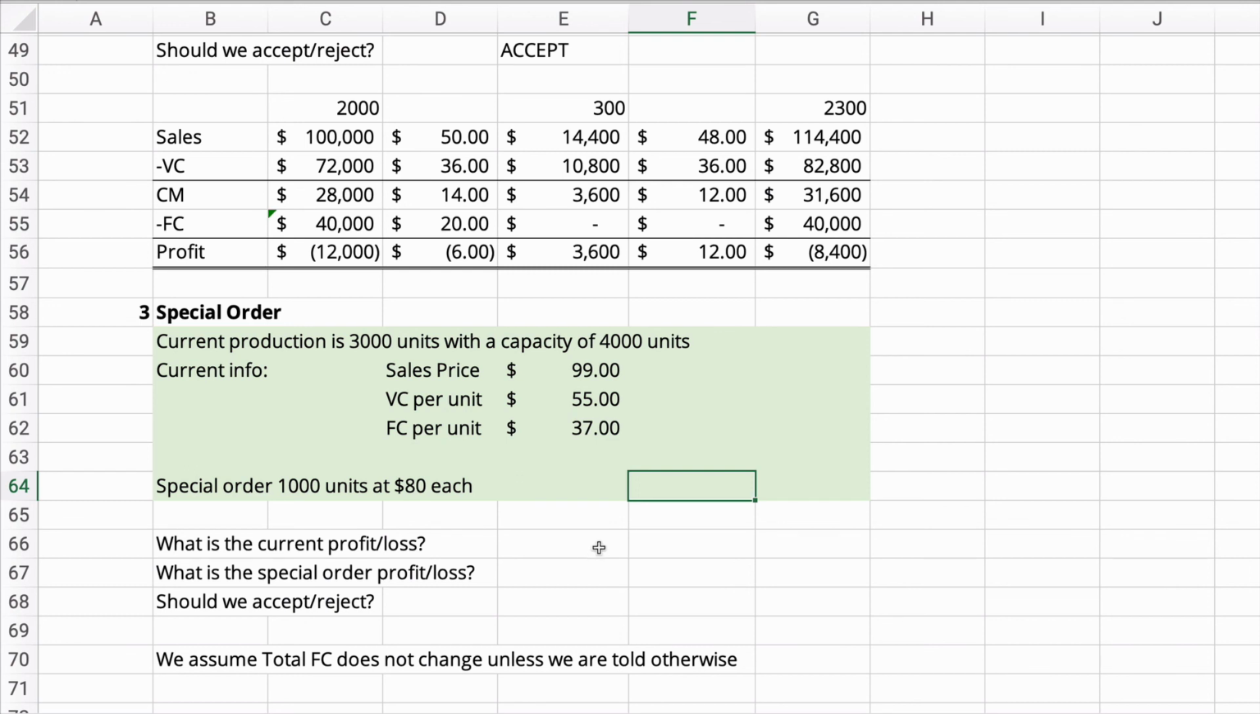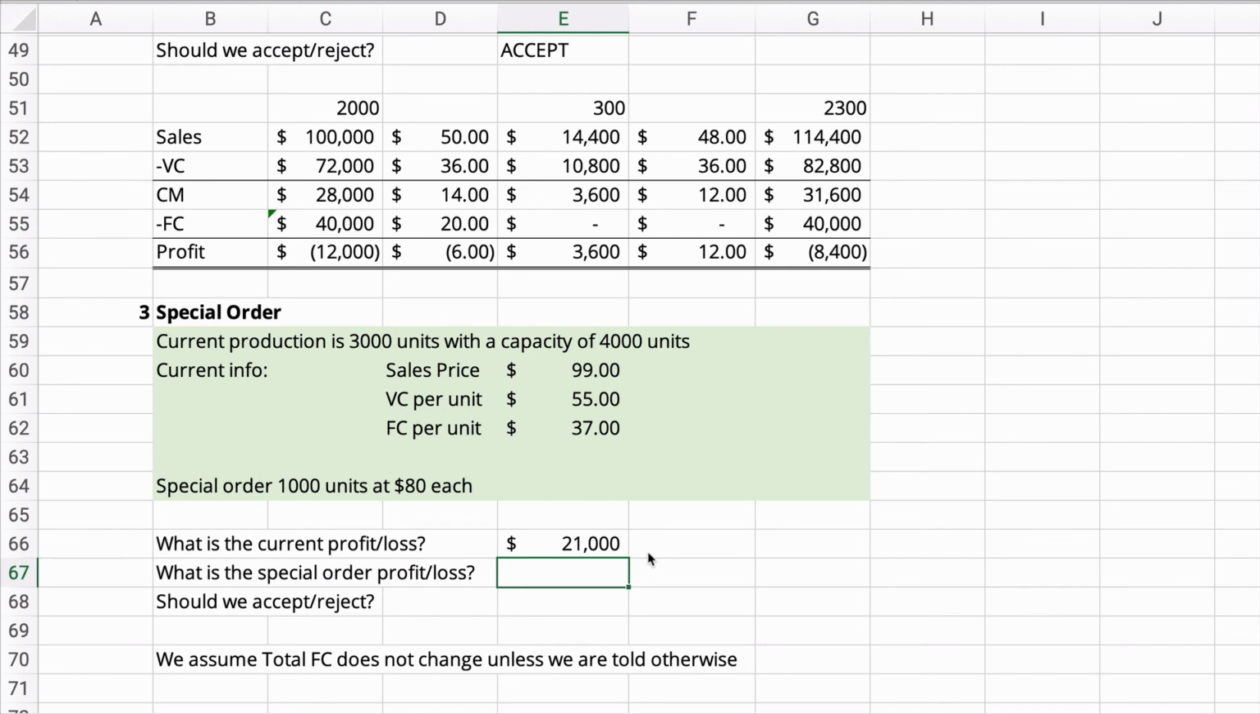So what's our current profit or loss? Well, we're making $99 minus 55 minus 37. We're going to make $7 profit on each one times the 3,000. So we're going to say $7 times the 3,000. So we're making $21,000 as our current total profit.